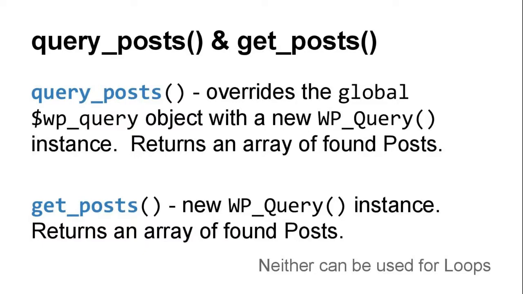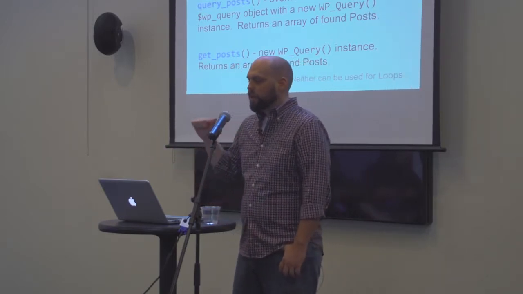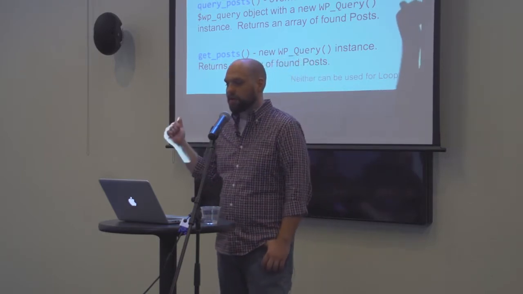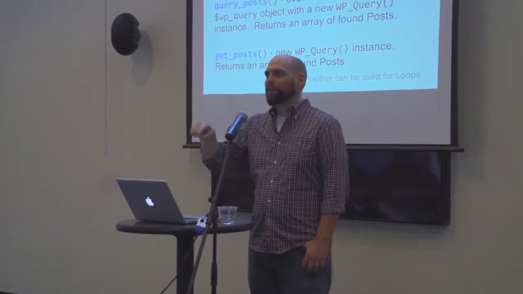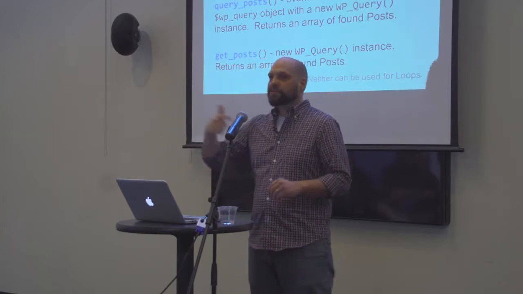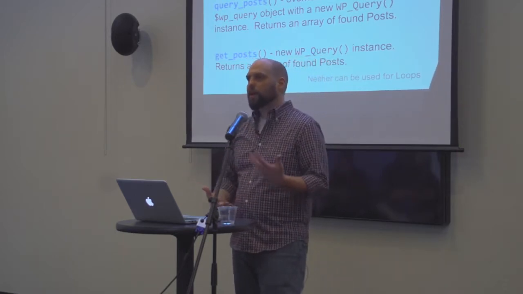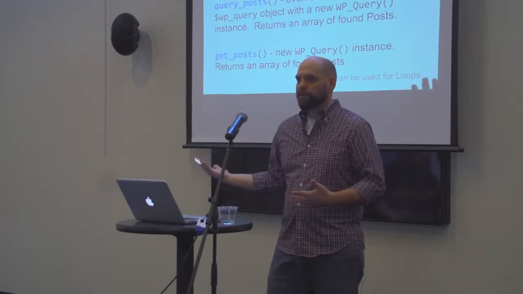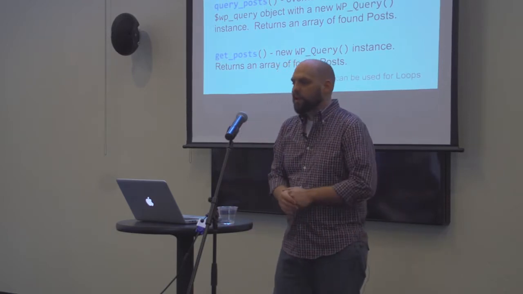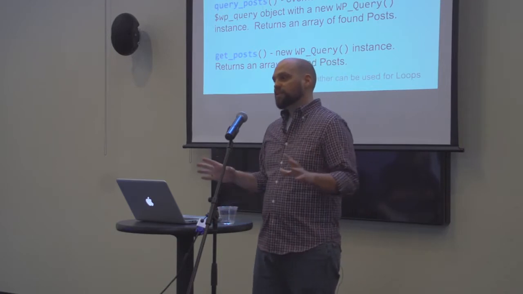There are some other functions available in WordPress that you've probably heard of: query_posts and get_posts. They're very similar, but they work in extremely different ways. query_posts will override the global WP query object, so keep that in mind. The query_posts code is like two lines, and it says global $wp_query equals new WP_Query. So we're erasing the global WP query context again. But what it returns to you is just the array of posts. Since it's just an array of posts and not a WP query object, we can't perform a loop on the results. The reason you might use query_posts is to change the results of the page, not to run a custom loop.